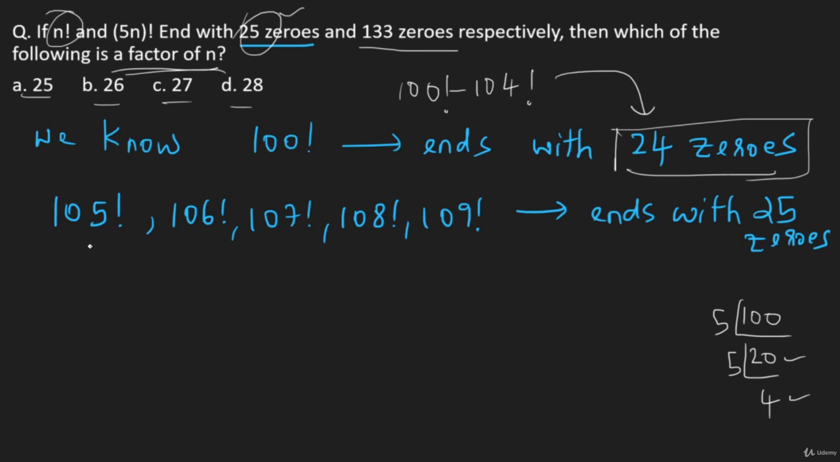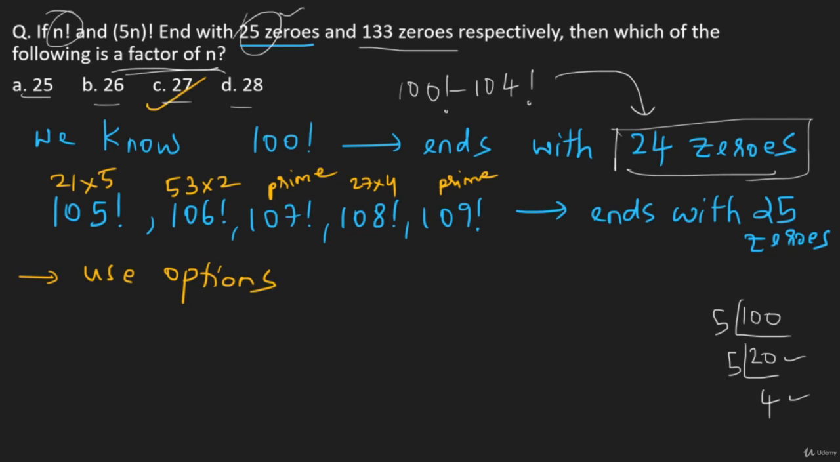Alright, now let's try to factorize each of these because we have options. The good way of solving this is using the options. So 105 can be factorized as 21 into 5. Similarly, 106 is 53 into 2. 107 is a prime number. 108 is 27 into 4, right? And 109 is a prime number. Now let's use the options.